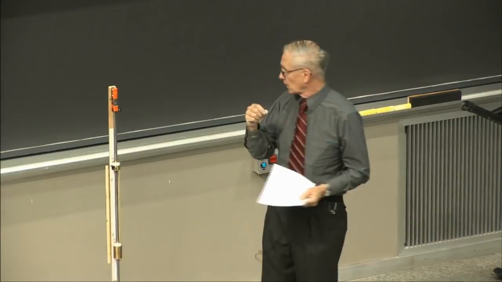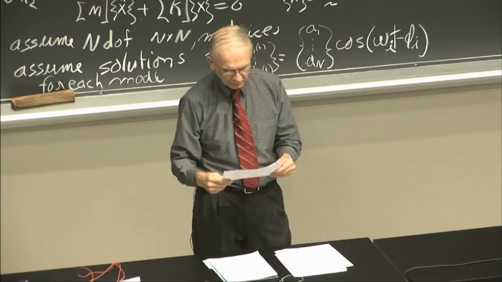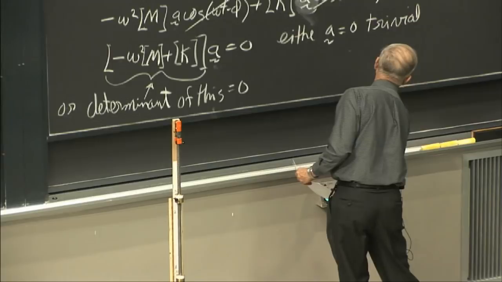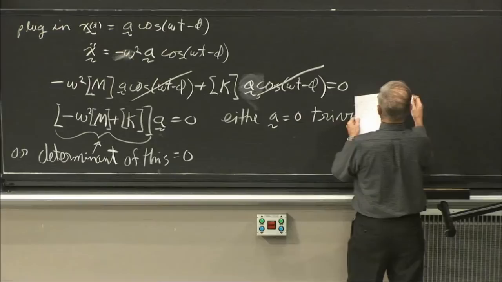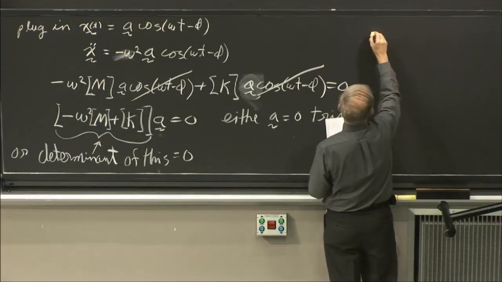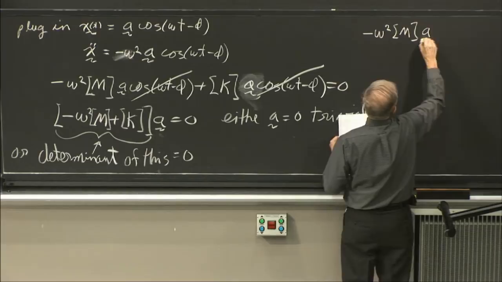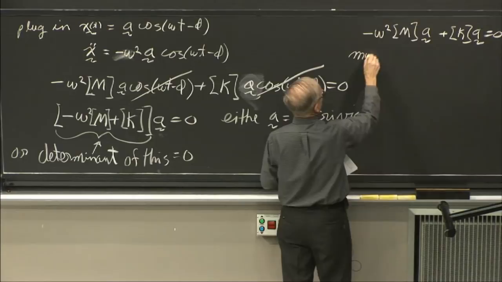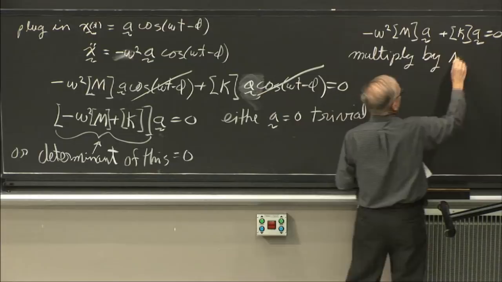But that would be if you're trying to grind this out by hand. The way you do this on a computer, I'll go back to the earlier form I had here, minus omega squared M plus K, times A equals zero. And now I'm going to multiply by M inverse.